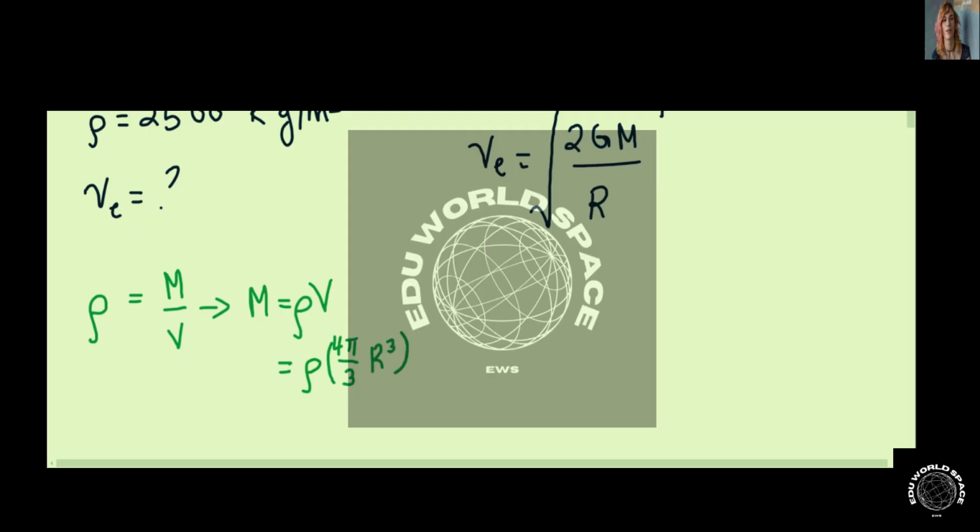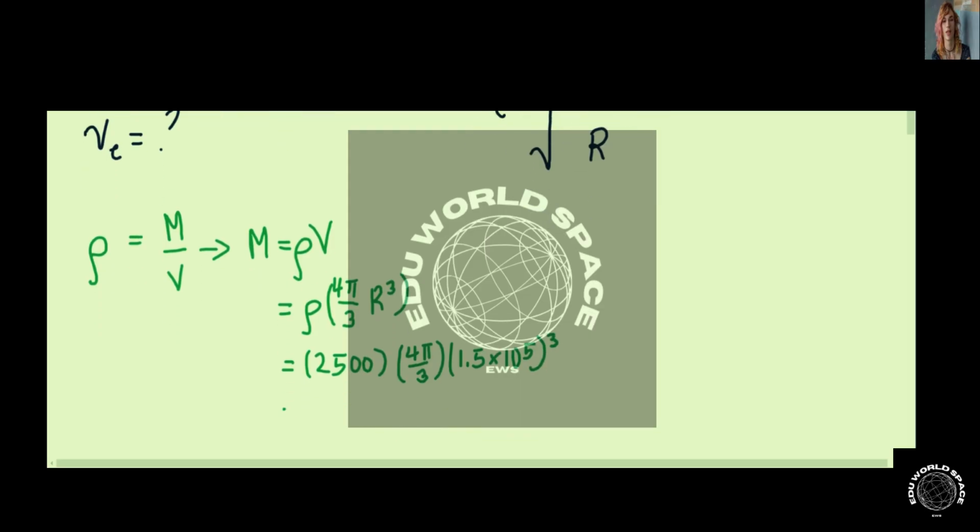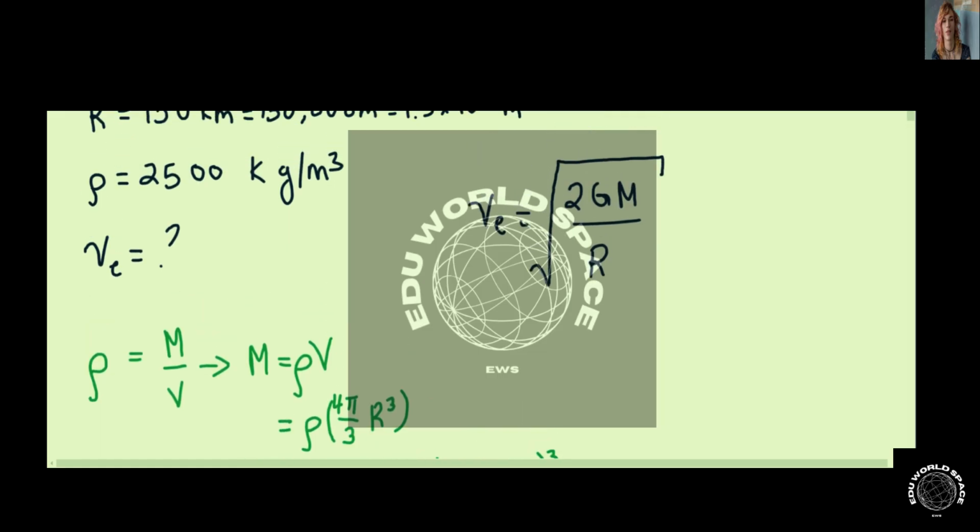So the volume is going to be 4 pi over 3 r cubed, and then we can just go ahead and plug everything in using that converted value for radius that we found earlier. And when you plug this into a calculator, you should get a value of about 3.53 times 10 to the 19 kilograms. So now that we have our mass, we can just go back up here to the formula for escape speed and find what our escape speed is.